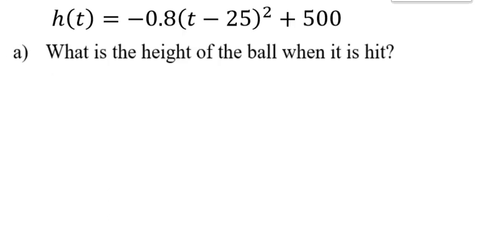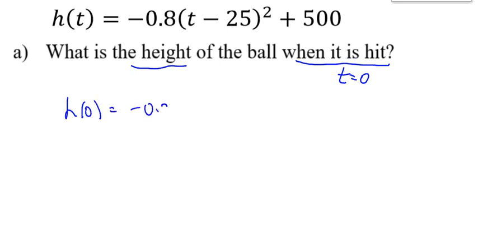So, again, we have this vertex form quadratic, and it says, what is the height of the ball when it is hit? So when it is hit is when time is 0. That's what time the ball is hit at. And so I need to find h when t is 0. So h at 0 is, so all I'm going to do is substitute 0 for t, and then just do the algebra, remembering order of operations.